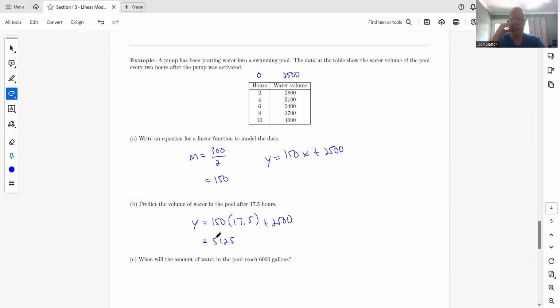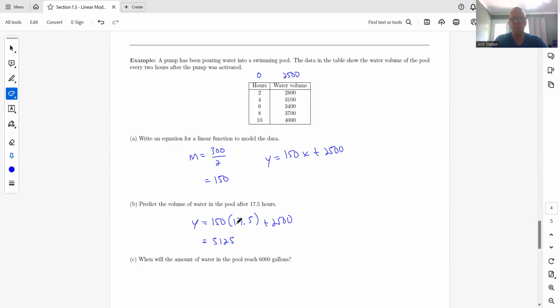It's always a good idea to think, does your answer make sense? So if we look at our equation, does our answer make sense? The water is going in, so the slope should be positive because the water volume is going up. 2,500, you might think it should be 0, but it doesn't say that the pool started empty. So definitely we should not have a negative number for the y-intercept if we're talking about water in a pool.